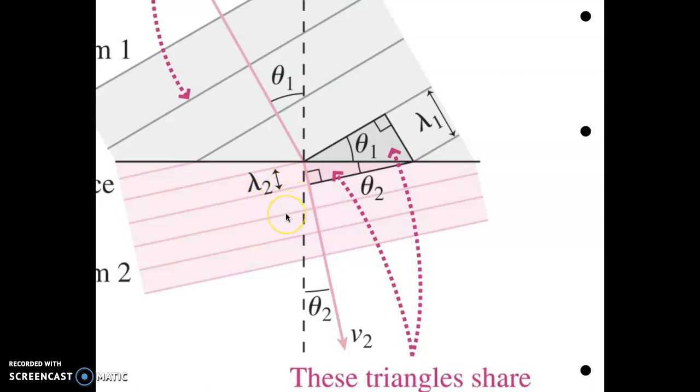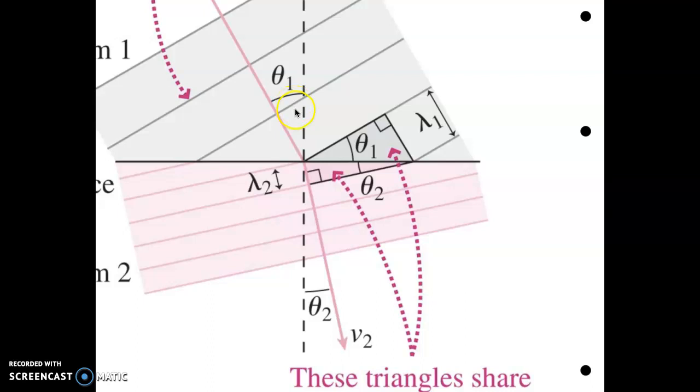Okay, both for medium 2 and for medium 1. And if you think about it, that means we can construct a couple right angle triangles. Here's a right angle triangle in medium 1. And this side of the right angle, you'll notice, is the wavelength lambda 1. And here is the angle theta 1, which is the same as this theta 1.